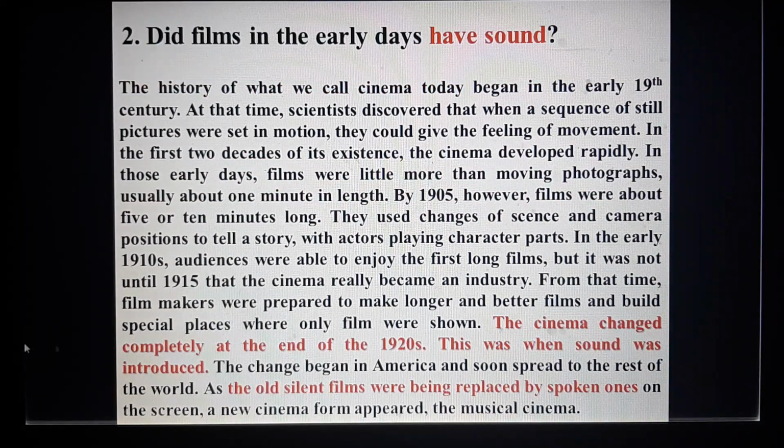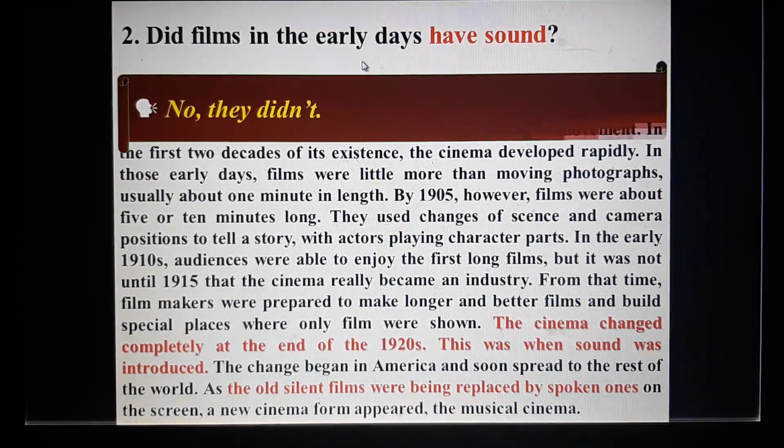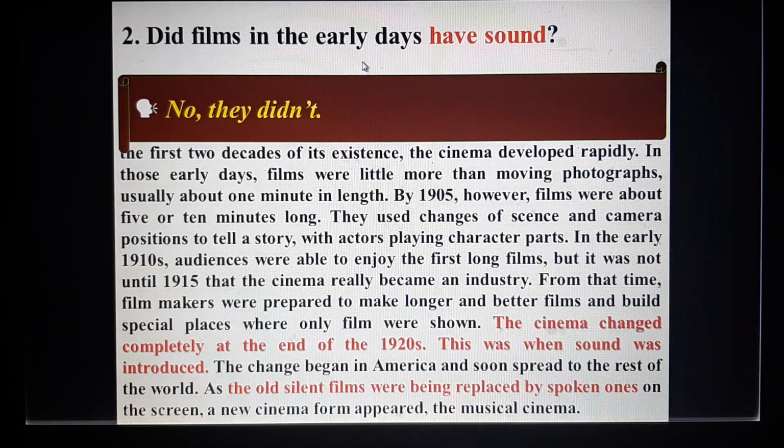Question 2. Did film in the early days have sound? Look at the clue. The cinema changed completely at the end of the 1920s. This was when sound was introduced, as the old silent films were being replaced by spoken ones. So the answer is no, they didn't.